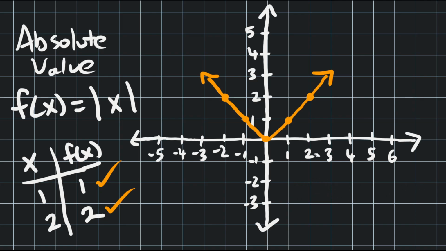So again, looking at this graph right here, if we wanted to know f of 3, what we're going to do is find 3 on the x-axis and draw a dotted line up. It looks like it hits this point right here. This point is 3, comma 3. The y value is 3, so f of 3 equals 3. And there you go. That is an absolute value function.